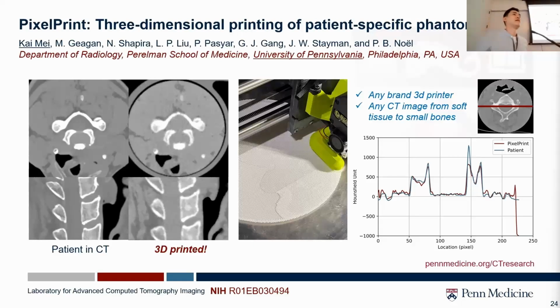Here today, I'm going to present our project in 3D printing. Basically, we can print any CT images into phantoms like this. And when you scan this in your CT scanner, it will get exactly the same CT images as the patients. It is pretty cool because I think no one can do as good a resolution as us, and we can do any type of 3D printer from any brand, and we can do soft tissue and small bones. And you can also see here, we can follow exactly the same Hounsfield units.